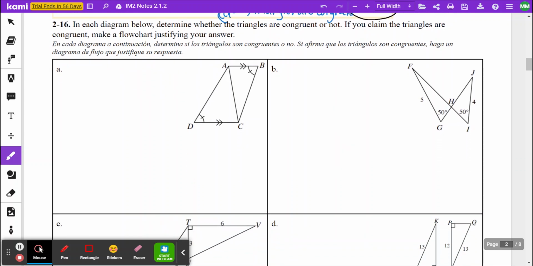Okay, problem 216. In each diagram below, determine whether the triangles are congruent or not. If you claim the triangles are congruent, make a flowchart proof justifying your answer. Part A. We've got two triangles, and it looks like they have a side and an angle that we know about, but we're going to need to find something else. I see that they have parallel lines. That gives me a hint that I have to do something with them. So let's see what I can get from this transversal crossing the parallel lines. Hello, alternate interior angles. How are you today?